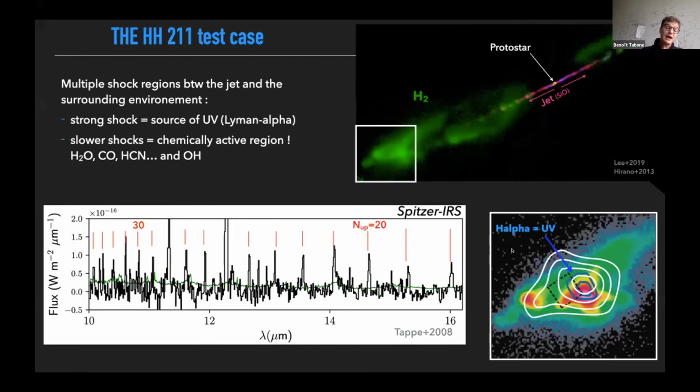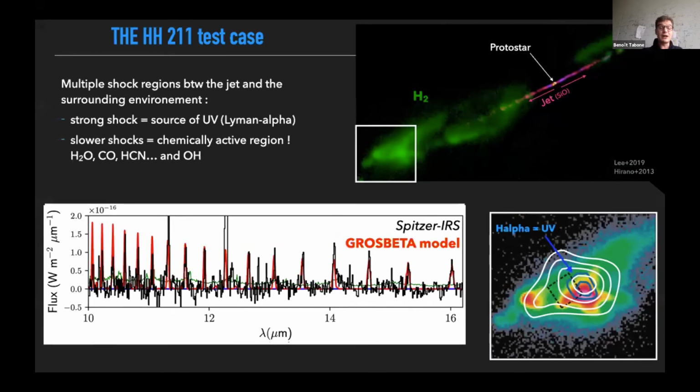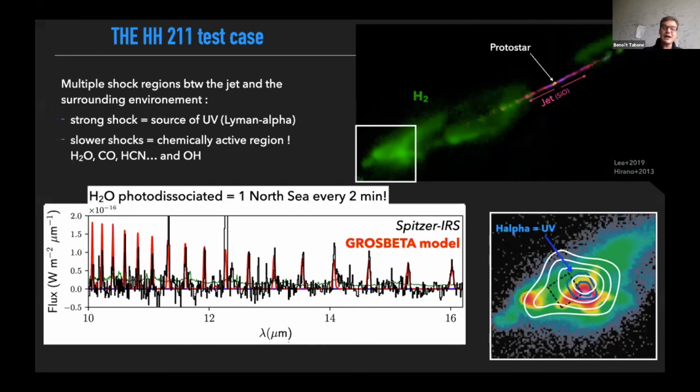And what Tappe has observed with Spitzer is this beautiful sequence of rotationally excited OH lines. With these lines, we can fit them with our model and deduce an amount of water photodissociated per unit time. And in that object, we derive about 1 Earth ocean every 2 minutes. So it's a photodissociation rate, an amount of water photodissociated per second.